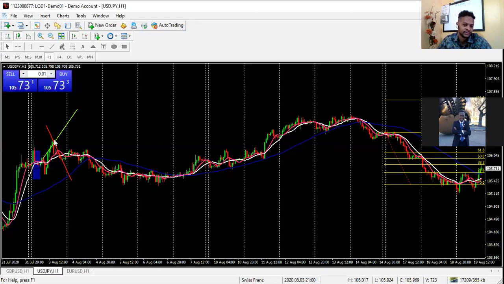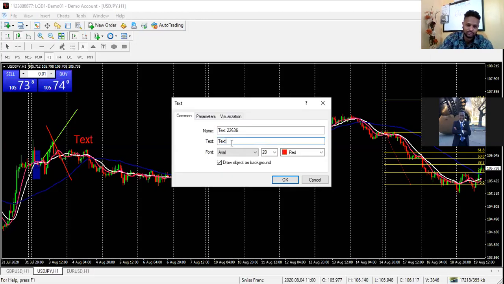But right here where you see the candles going green, going up, that is known as bullish. Okay, bullish. So you can write that there and say that is bullish or just bull.